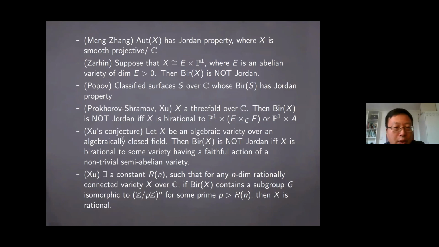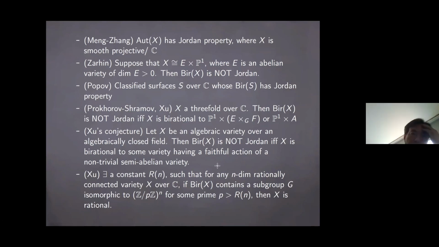And Jinsong Xu also conjectured: if X is a variety over an algebraically closed field of any characteristic, the birational automorphism group is not Jordan if and only if X is birational to some variety having a faithful action of a non-trivial semi-abelian variety. Semi-abelian means a torus times an abelian variety. So he conjectured this, and it is only known up to dimension 3 over C.